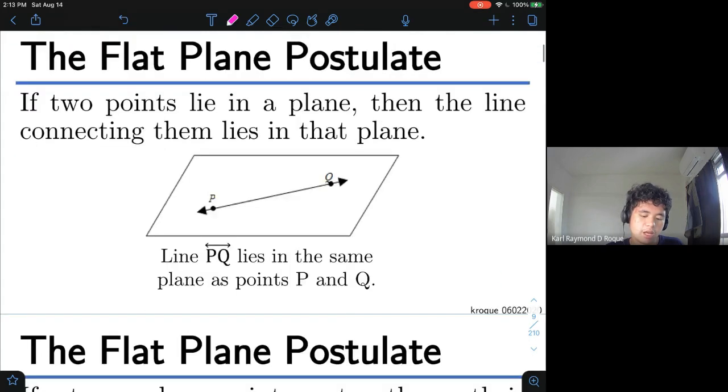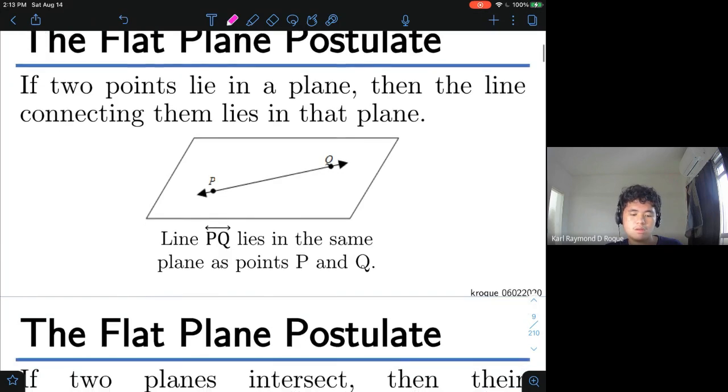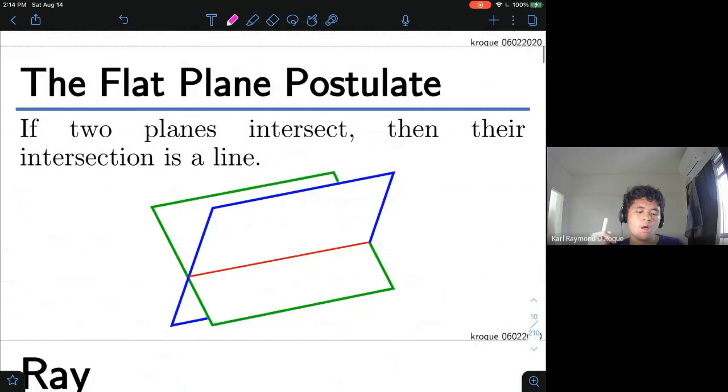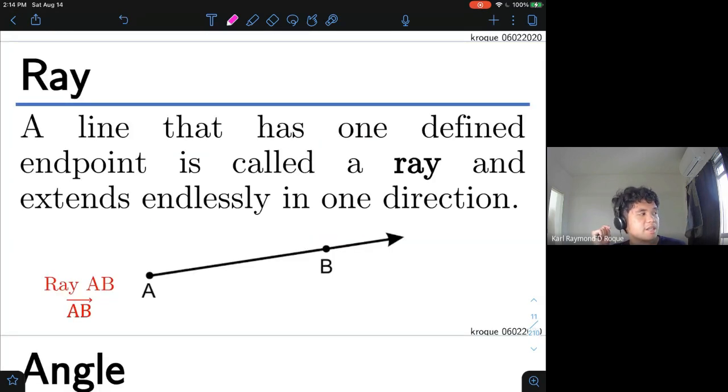So, ito, line PQ lies in the same plane as points P and Q. Kasi isipin nyo naman, may line kayo, tapos may plane. For sure, nandun yan. Ikot-ikutin nyo man yung plane, nandun yung line, for sure. Then, syempre, pag intercept natin yung dalawang plane, for sure, makaka-form tayo ng line. Try it yourself, diba? Next, ray. A ray is a line that has one defined endpoint and can extend indefinitely in one direction.